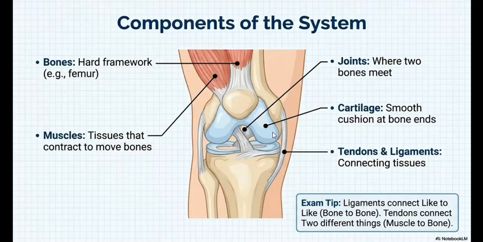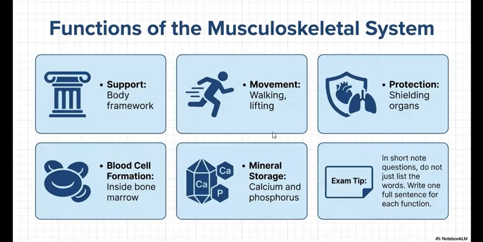Okay, let's move to the next slide. Now, let's understand the functions of the musculoskeletal system. The first function is support. Bones give shape and support to our body, as I've told you already. Without bones, our body would not be able to stand, right? The second function is movement. Muscles pull on bones to produce different body movements like walking, lifting, running, jumping, etc.